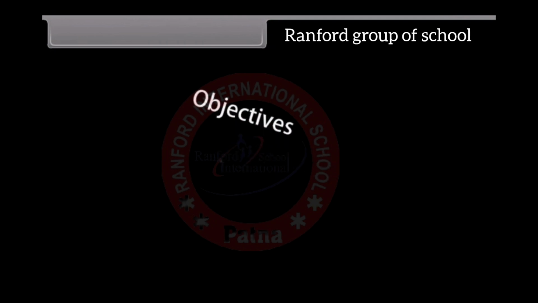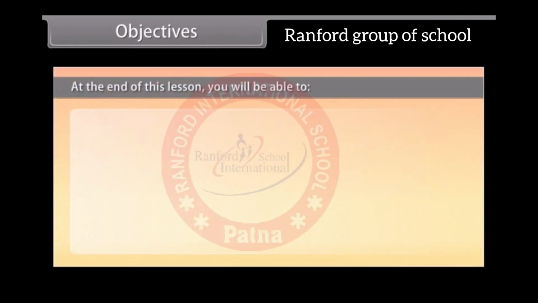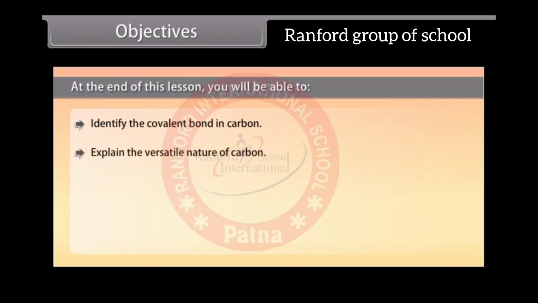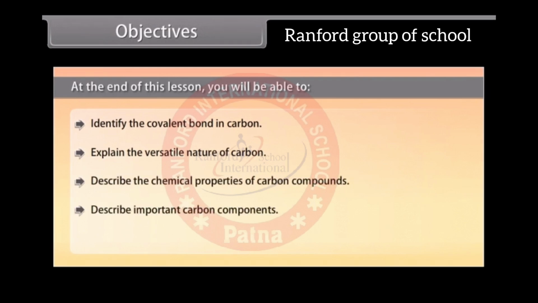Objectives. At the end of this lesson, you'll be able to identify the covalent bond in carbon, explain the versatile nature of carbon, describe the chemical properties of carbon compounds, and describe important carbon compounds.